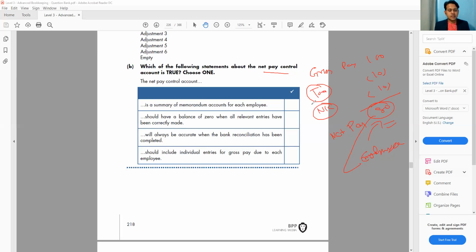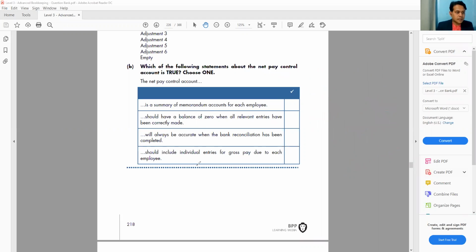So we can say the net pay control account should have a balance of zero when all relevant entries have been correctly made. We cannot have a balance. We cannot say we didn't pay all the money to the employee. You have to pay.